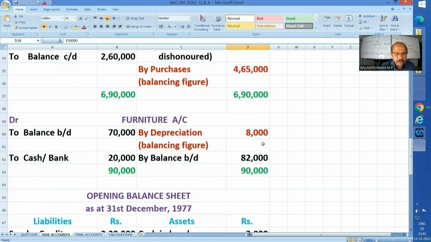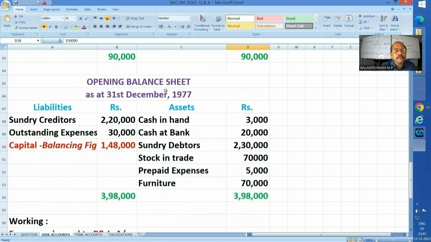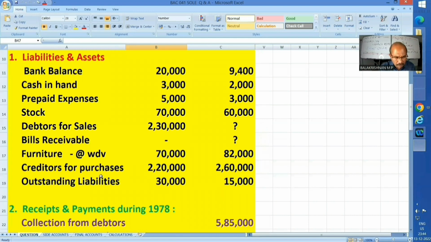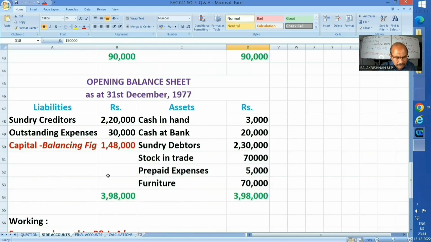Okay? Now, the opening balance sheet. What for? To get the opening capital. It's also very easy. You are an expert, of course, having prepared so many statement of affairs sums. We are just listing down whatever is shown here. Two items only are liabilities, 2,20,000 and 30. All others are assets. And the difference is nothing but my opening capital. That is 1,48,000.